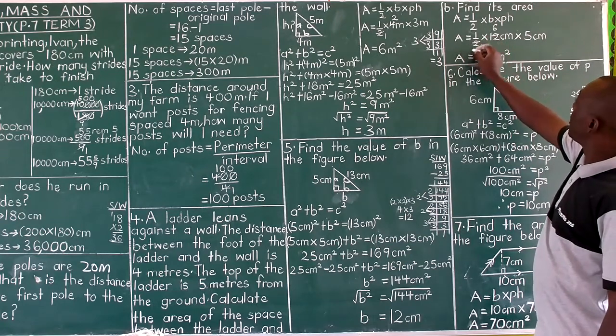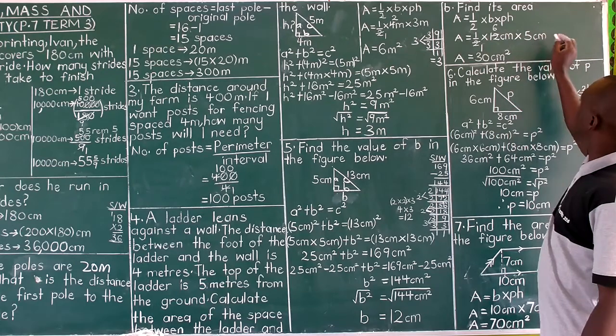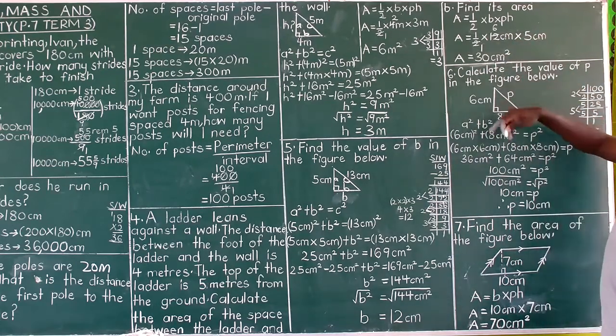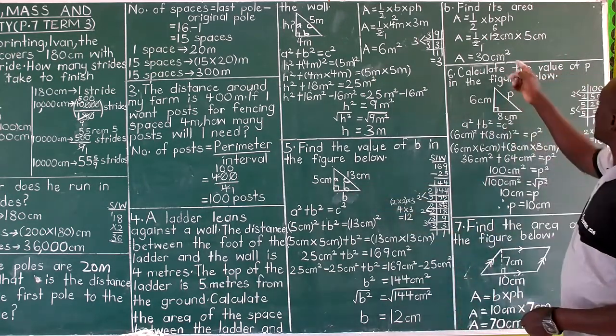We say 2 divided by 2 once. Then 12 divided by 2 gets 6, thereby remaining with 6 centimeters times 5 centimeters, where 6 times 5 is 30, then centimeter times centimeter, you get centimeter squared. So the area of this triangle is 30 centimeters squared.